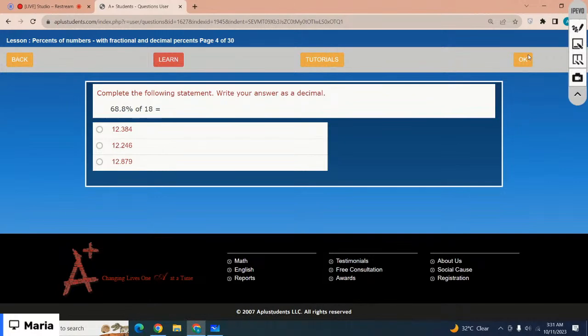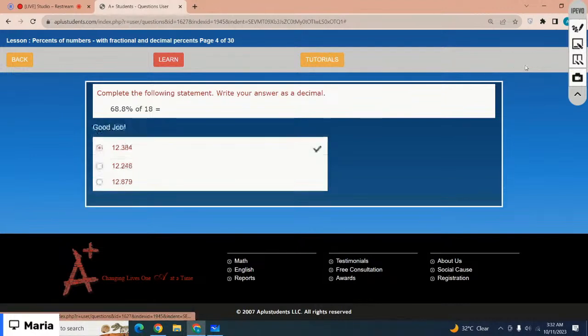68.8% of 18, which is the correct option? That would be option number 1. Very good. 12.38 is the correct option, right?